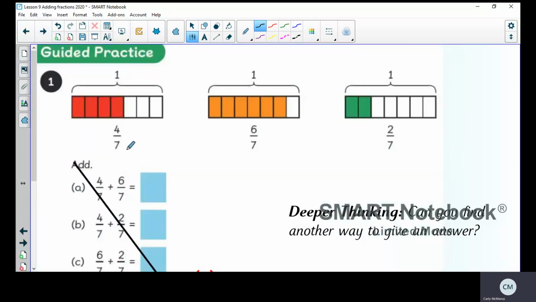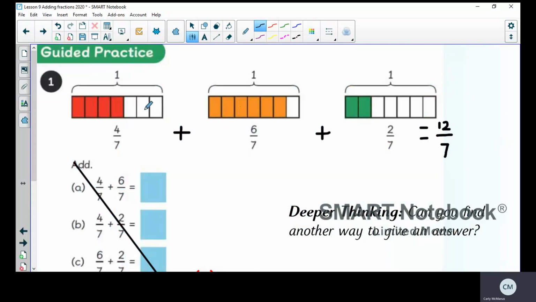Okay, so let's move on to the next part, just to recap. Here, look, we've got 4 sevenths, 6 sevenths, and 2 sevenths. Now we're going to add all these 3 fractions up, so I'm just going to put add signs in between them. First step is the denominator. It stays the same, it's 7. Second step is to add the numerators. So 4 plus 6 is 10, plus 2 is 12. So we've got 12 sevenths here, and you can see it pictorially here.